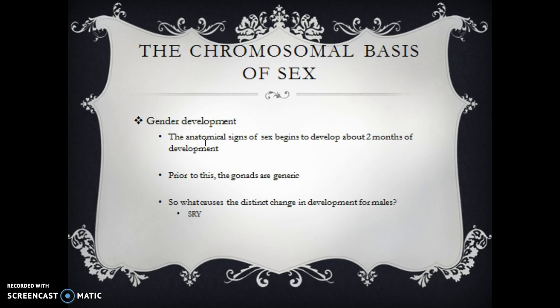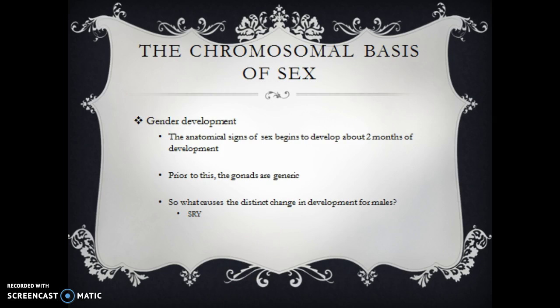Prior to this, the gonads in males and females developmentally look identical. You can't really tell them apart. And it's the SRY gene that's found only on the Y chromosome that allows for the distinct change in the development of males. The SRY gene was first identified in 1990.